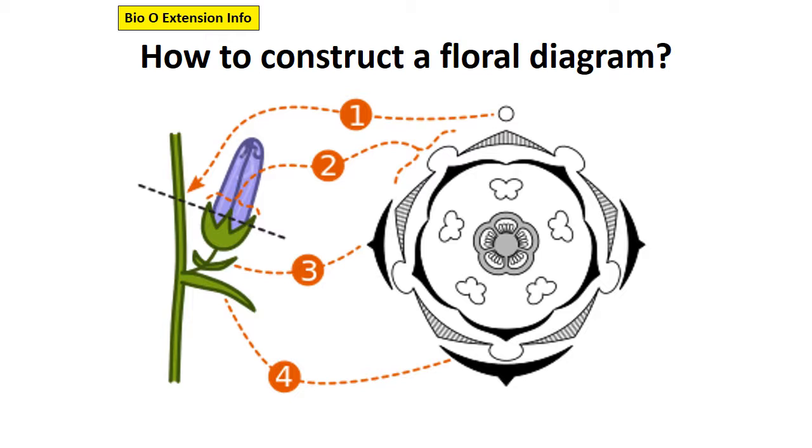How to construct a floral diagram? Let us take a look at this particular example. Just imagine that you are looking at the flower from the top view and you section it through the ovary, along the line of the ovary. Number one is actually the stem, represented as the circle there. Number 2 is the petals region with the sepals.